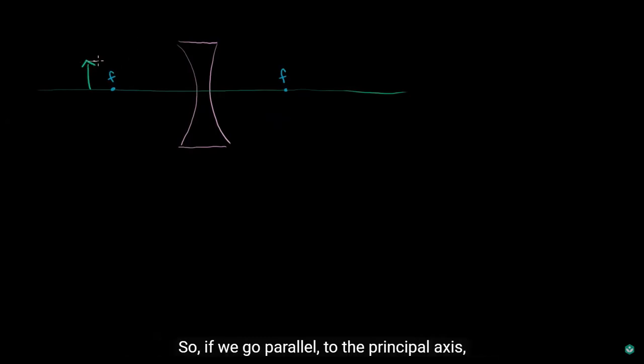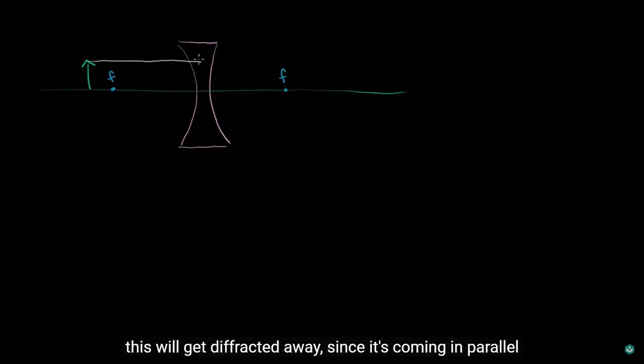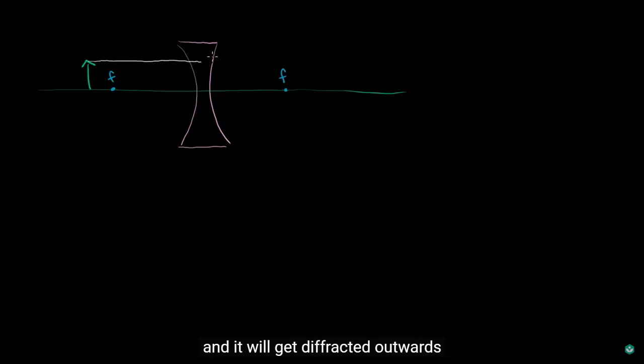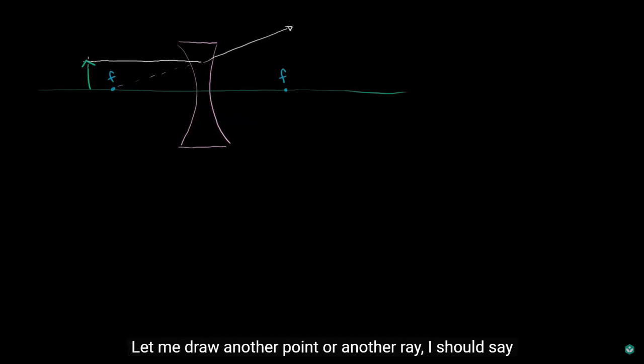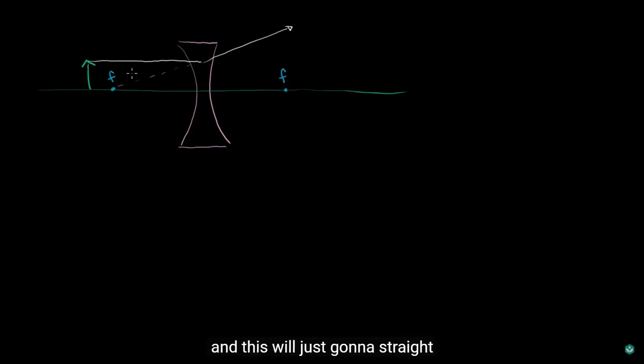And let's think about what happens. If we go parallel to the principal axis, this will get diffracted away. Since it's coming in parallel, it'll get diffracted outwards so that it looks like it's coming from this focus. So it's getting diverged outward, I guess we could say. And let me draw another ray, in yellow. This one's just going to go straight through the center of the lens and not get diffracted.